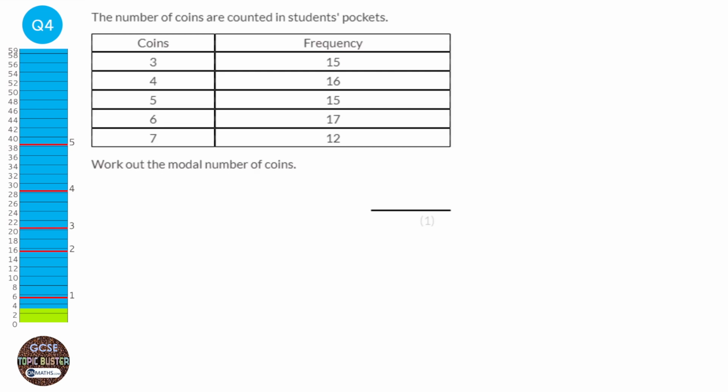Mode just means the most common or most frequent, and modal is exactly the same. It's just the most frequent amount of coins we're looking for. So the students who had 3 coins in their pockets came up 15 times. Students who had 4 coins in their pocket, well, there were 16 of them. There were 15 students who had 5 coins, 17 students who had 6 coins, and 12 students who had 7 coins. So the most frequent amount of coins a student has in their pocket will be 6, because it happens 17 times, which is more than any other amount of coins.